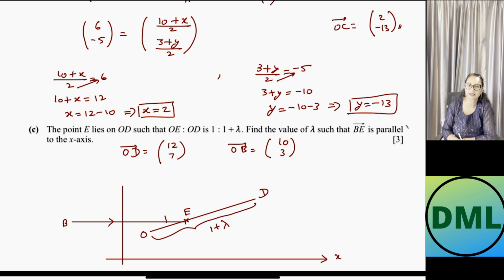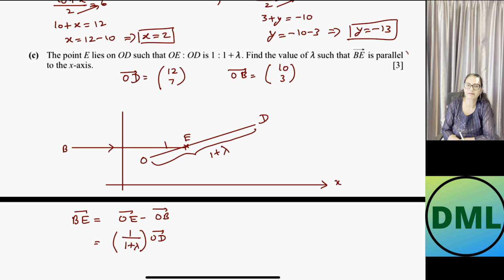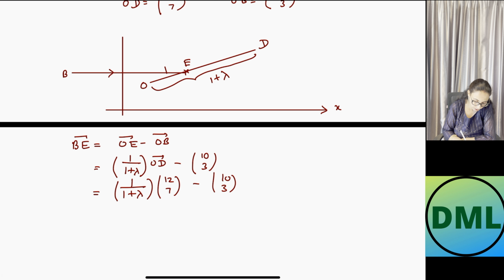I need to write down the vector BE first. The vector BE is written as OE minus OB. What is my OE vector? My OE vector is one part out of OD. That will be 1 over 1 plus lambda of OD. This is my vector OE minus OB. OB is (10, 3). What is my OD vector? 1 over 1 plus lambda, my OD vector is (12, 7), minus (10, 3). I need to solve that a little bit.